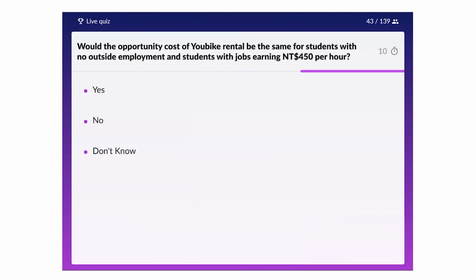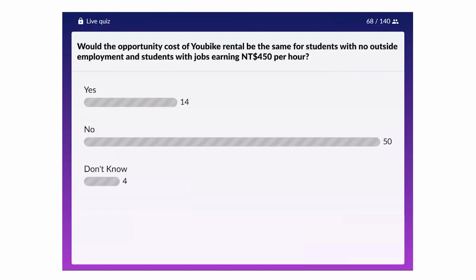All right, so I believe we still have 10 more seconds to go, so please make your choice, or you can make a guess, or say I don't know, that's fine. All right, so now let's look at your answers. So 14 of you say yes, it could be the same. 50 say no, and you don't know.